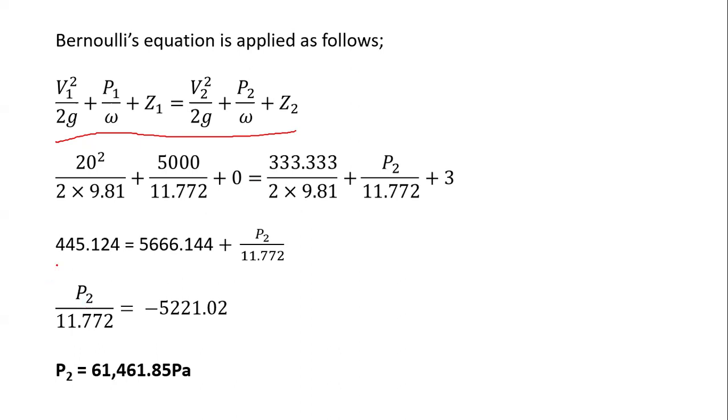With all that, the number simplifies to 445.1245, and then P2 over 11.772. Finally, our P2 has to carry a negative sign, just like that, because this other number we're having here is already negative. So negative 61,461.85 pascals.